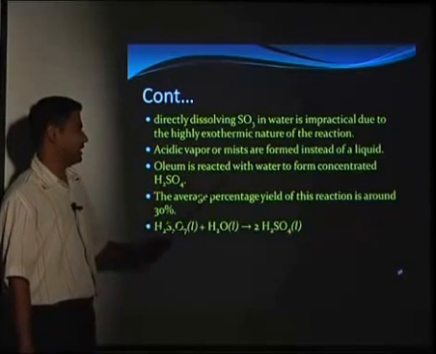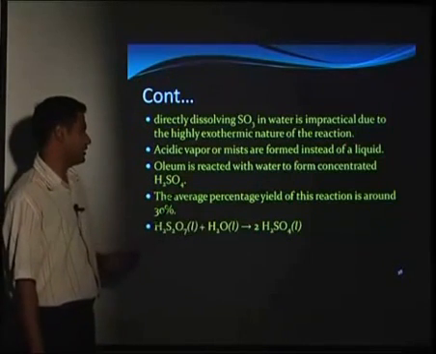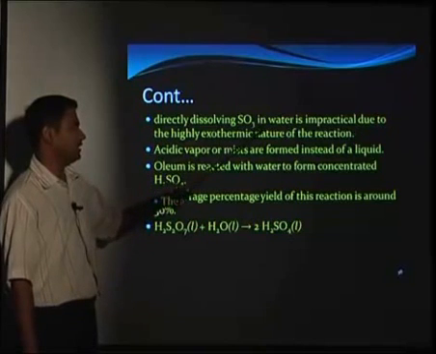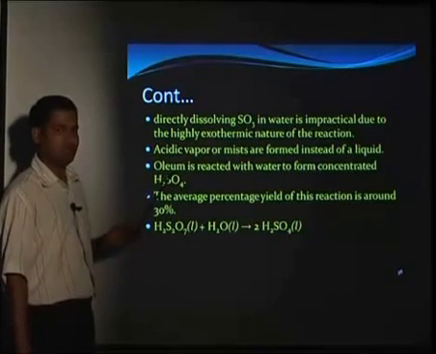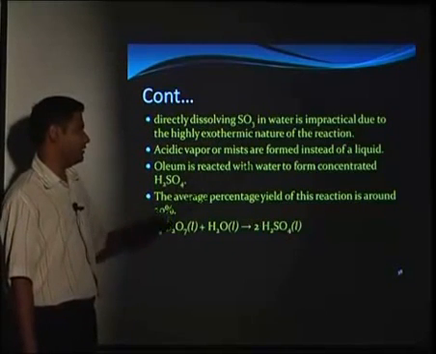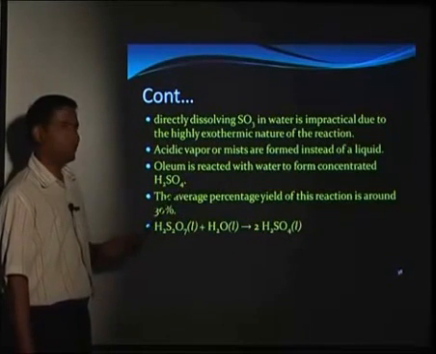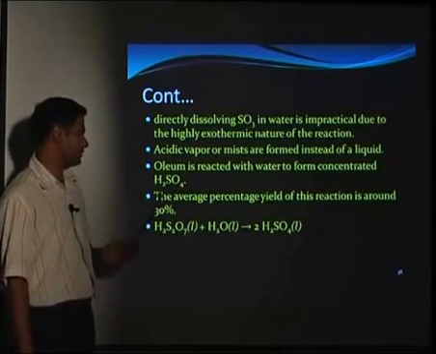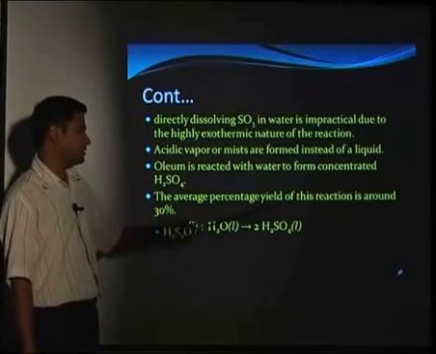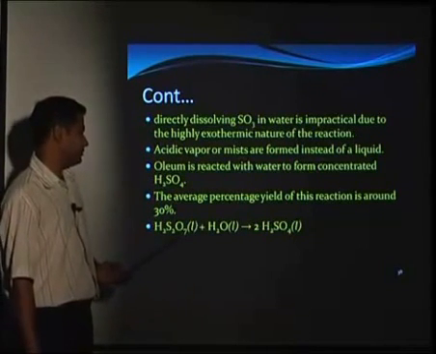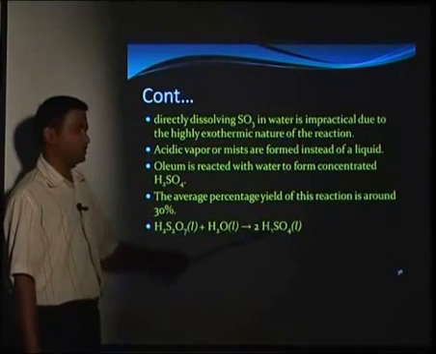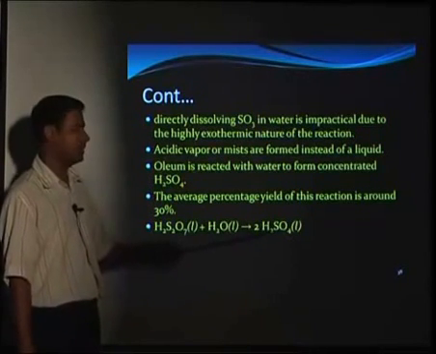So what happens? Oleum is reacted with water to form concentrated H2SO4. Rather than having water react with SO3, we first have the oleum and then we add water slowly to form the concentrated H2SO4. The average percentage yield of this reaction is around 30%. So with oleum and water, we can get sulfuric acid of our desired grade.